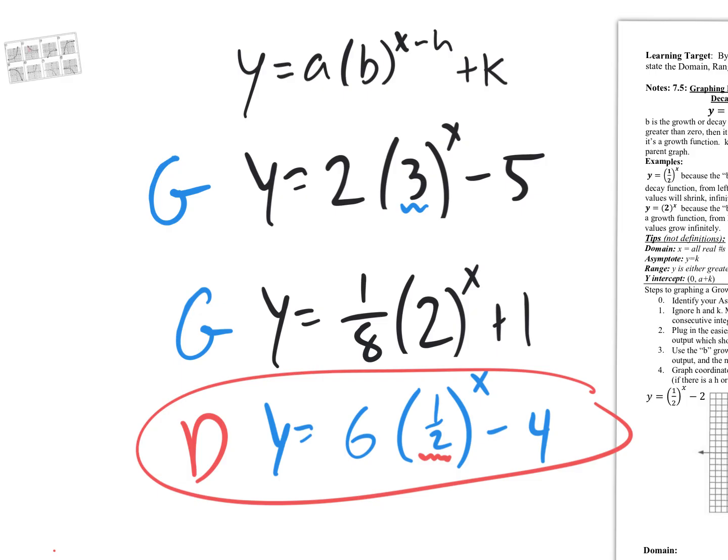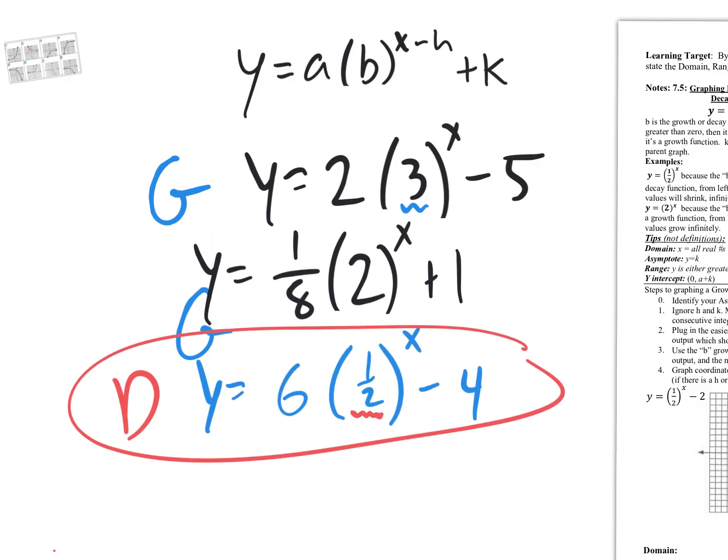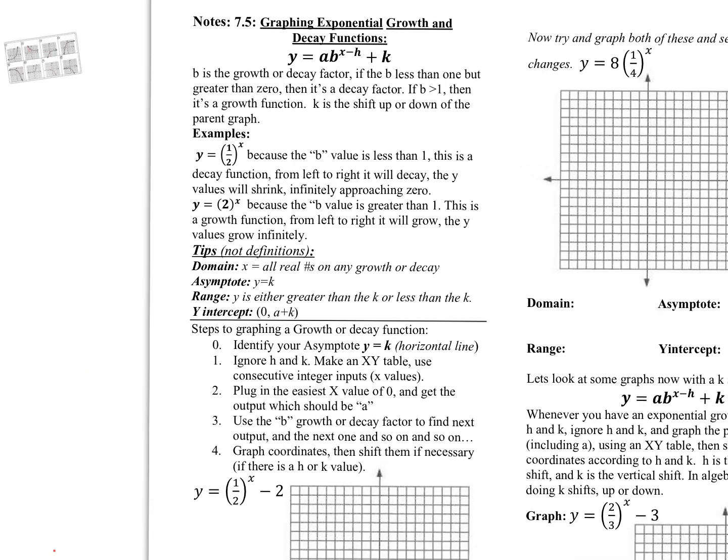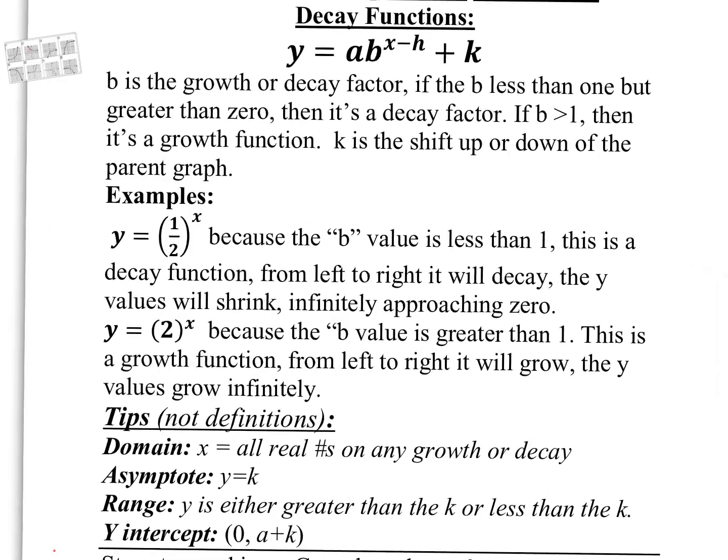Okay, so it's really easy to determine growth or decay just by looking at the growth or the decay factor, which is the base of your function. So now that we know the difference between growth and decay functions, we could now dive into decay functions, and we could graph a couple of them, right? So everything I explained is right here in the notes.